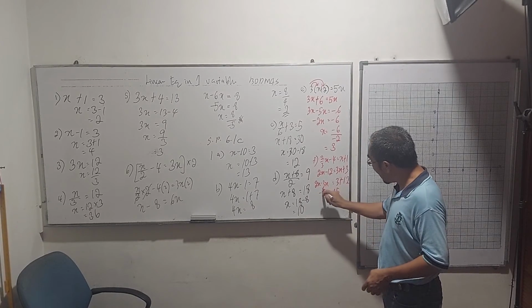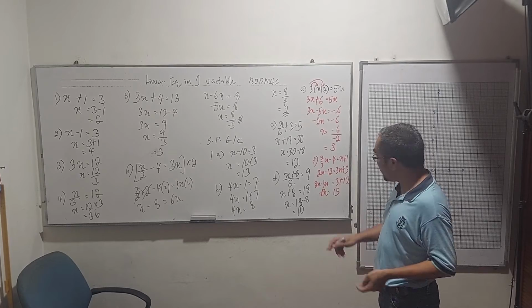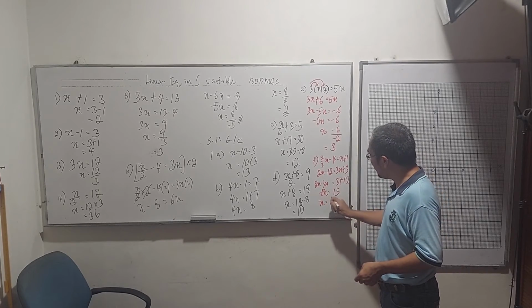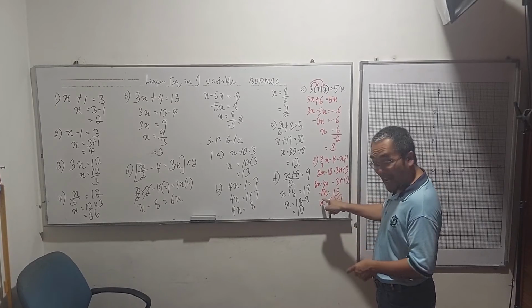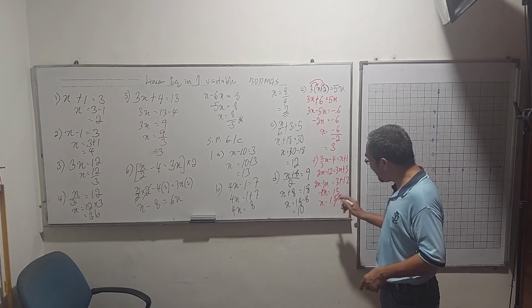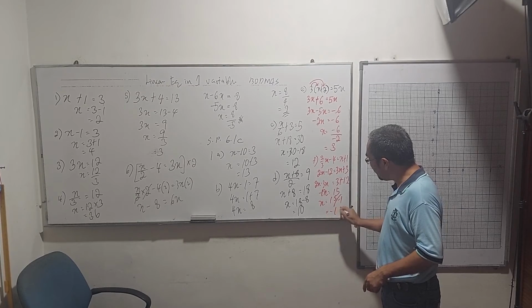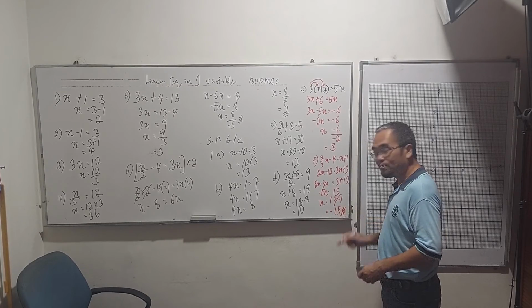This is actually negative 1, so just for you to understand, x will be 15 over negative 1. Actually, you do not have to do this. If negative of x, it will be positive of 15. So x will be negative 15. Any question?